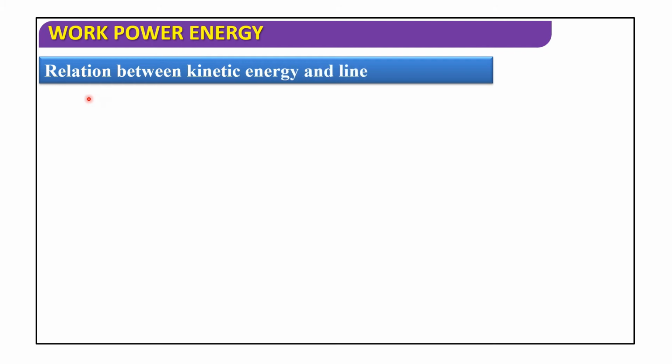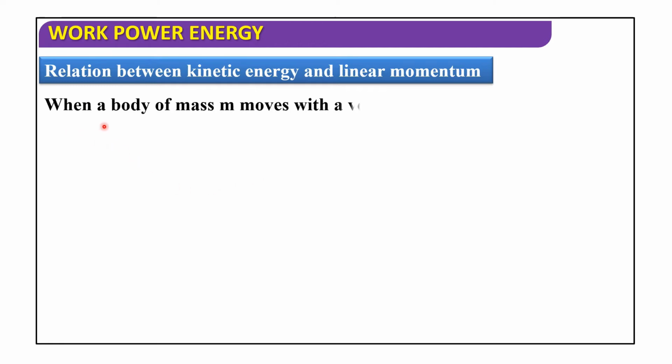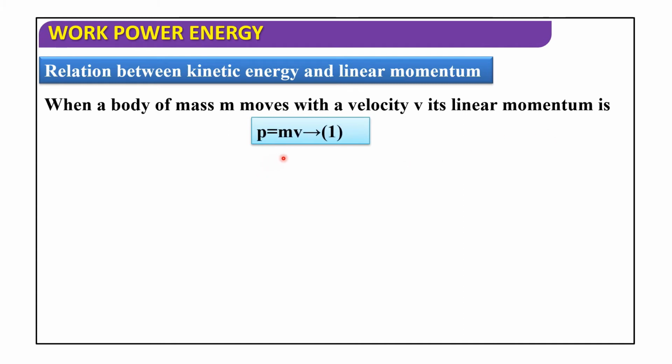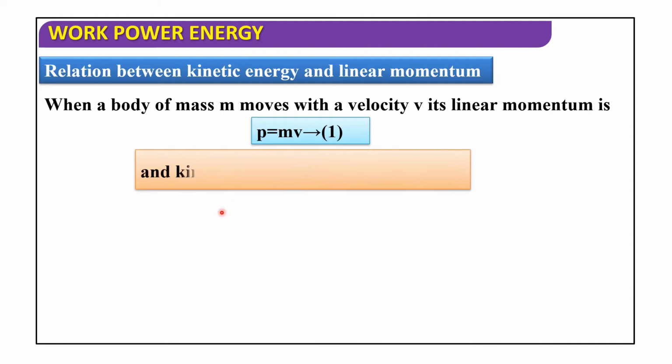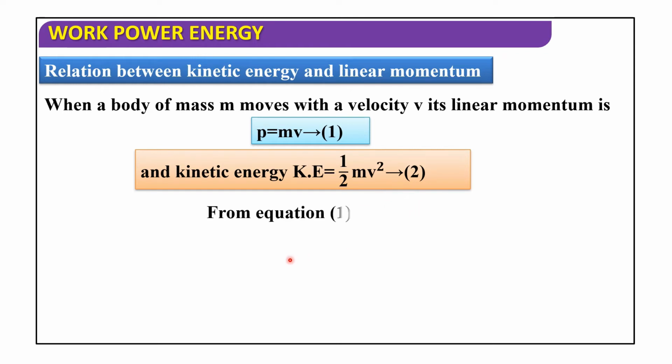Now we will discuss the relation between kinetic energy and linear momentum. When a body of mass m moves with a velocity v, its linear momentum is p is equal to mv. Linear momentum is denoted by the letter p, the product of mass and velocity, that is p is equal to m into v. This is equation number 1. And kinetic energy K is equal to half mv square. Consider this as equation number 2. From equation 1, v can be written as p by m. Consider this as equation number 3.